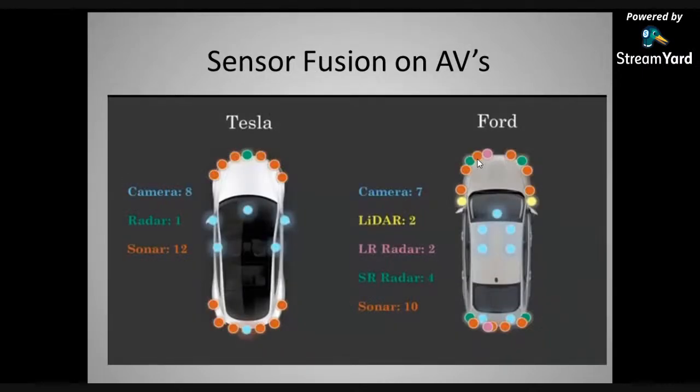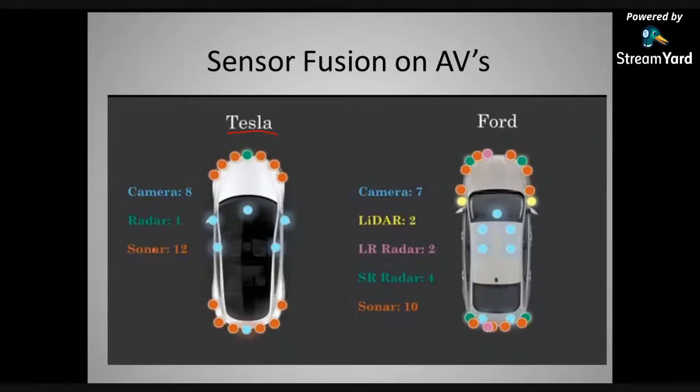It's sensor fusion on AVs. I've told you about sensors and sensor fusion methods. You can see over here I am having a Tesla model. You can see how many sensors are placed in the car. It's the top view of the Tesla model car. You can see where the sensors are placed.